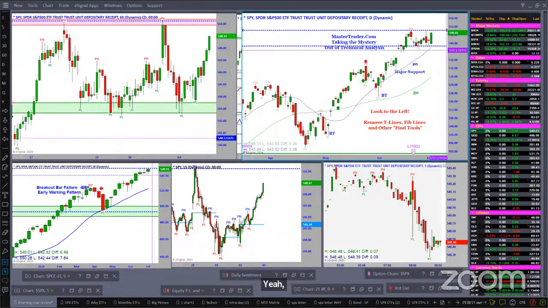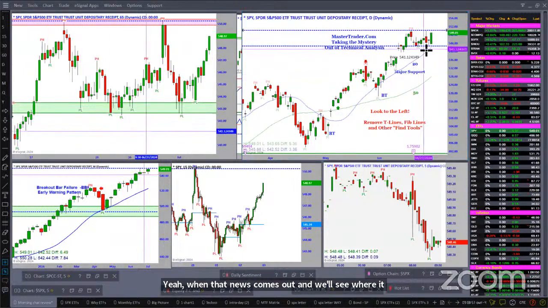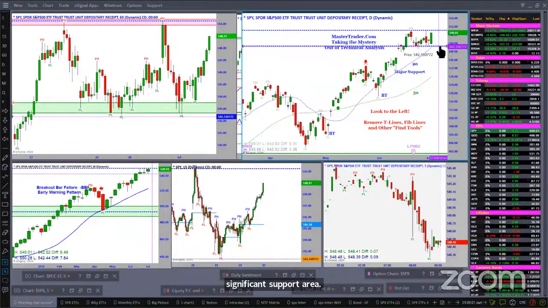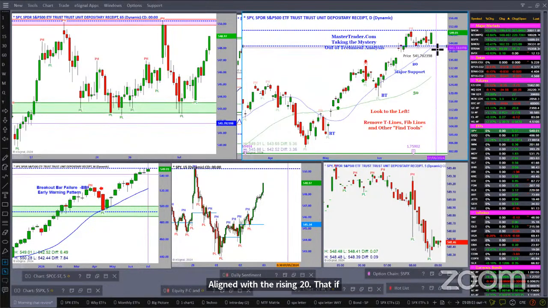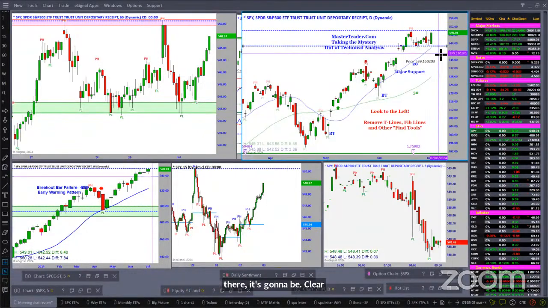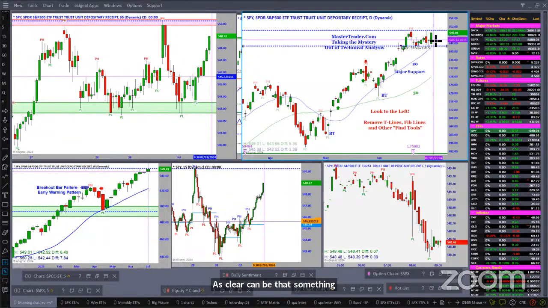But at this point, we've got a pretty significant support area aligned with the rising 20 MA, that if it breaks below there, it's going to be clear that something bearish happened. Right now, it's just a time correction within that uptrend.